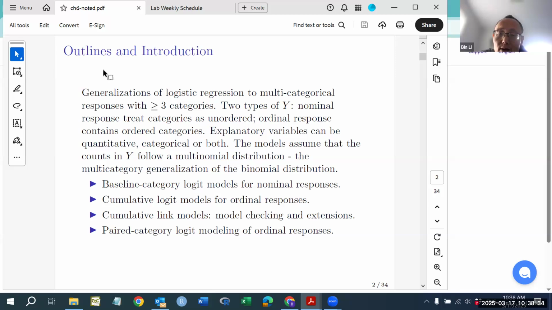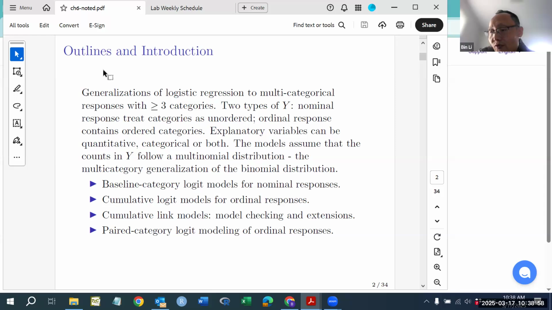Okay, so the model assumes that the counts in Y follow a multinomial distribution. Remember multinomial? The multinomial distribution is an extension of the binomial, right? So we have more than 2 classes, okay? And it's the multi-category generalization of the binomial distribution.